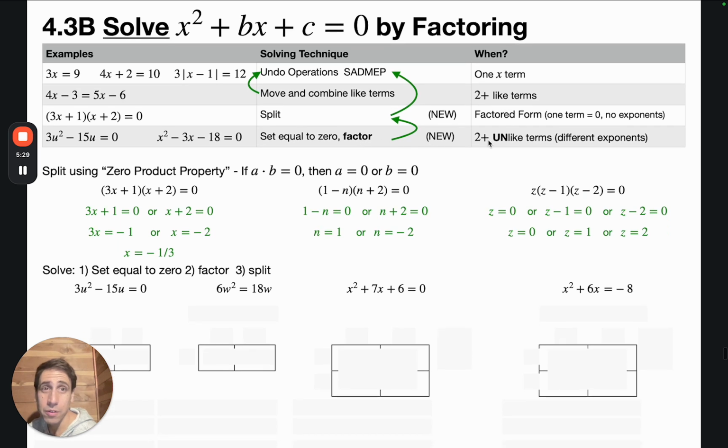When do you do it? You do it whenever you have two unlike terms with different exponents. So for example, here you can see 3u squared minus 15u. You can't combine them. You have the u squared and the u. Those are not like terms. And moreover, you can't just undo operations with SADMAP because you've got two different occurrences of the letter u. If it were just negative 15u equals 0, fine, undo your operations. But here you can't. There's just too many operations to undo, and you don't know which ones. So we need new techniques.